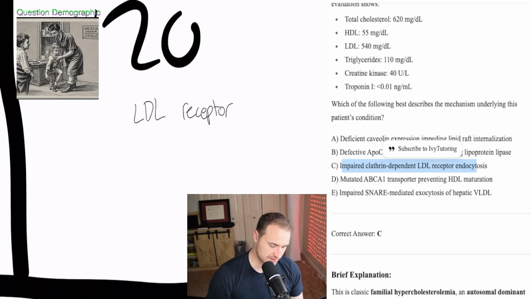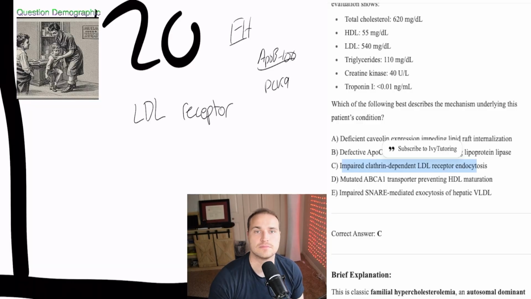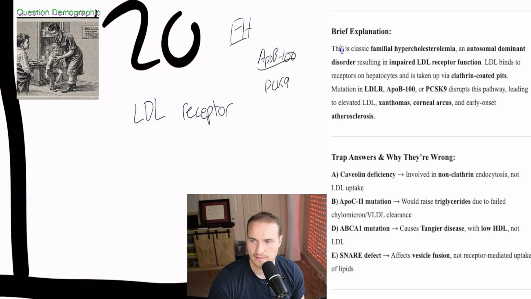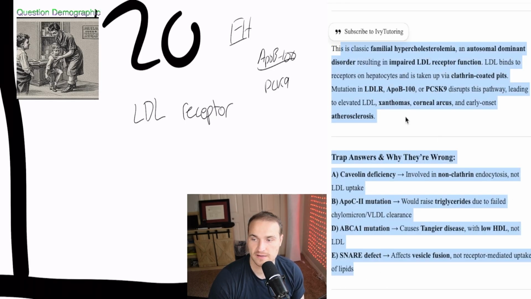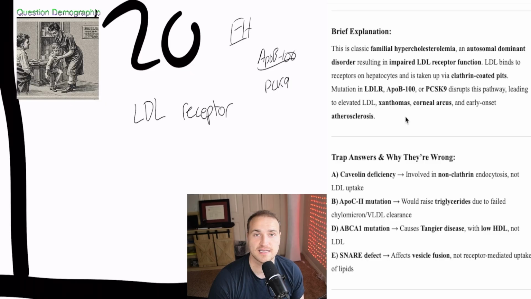The pathophysiology of familial hypercholesterolemia is a mutation of the LDL receptor or the ApoB100 or the PCSK9, those proteins. The LDL receptors on the hepatocytes bind the LDL to internalize it through receptor-mediated endocytosis, and that relies on the clathrin-coated pits. So if you see somebody who has a heart attack before they have their driver's license, then they probably have FH.